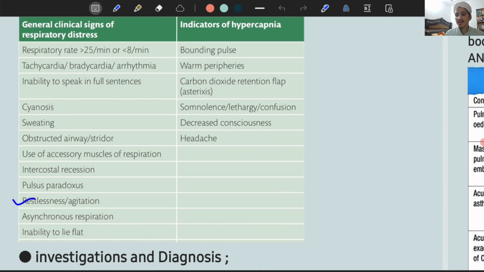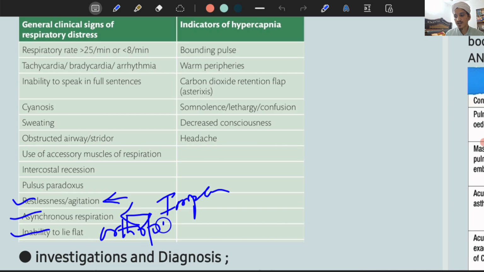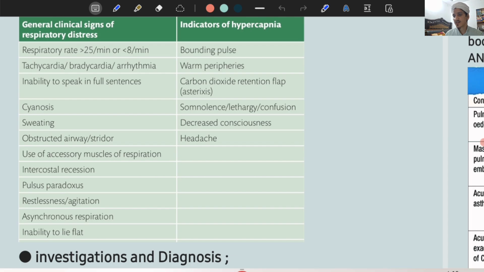There will be restlessness and agitation. That is nothing but altering in the mental status. This will happen when the patient is going from hypoxemic state to hypercapnic state. Asynchronous respiration is a sign of impending respiratory failure. Inability to lie flat, that is nothing but orthopnea, is seen in severe cases of dyspnea. So these are the signs you see in cases of respiratory failure.